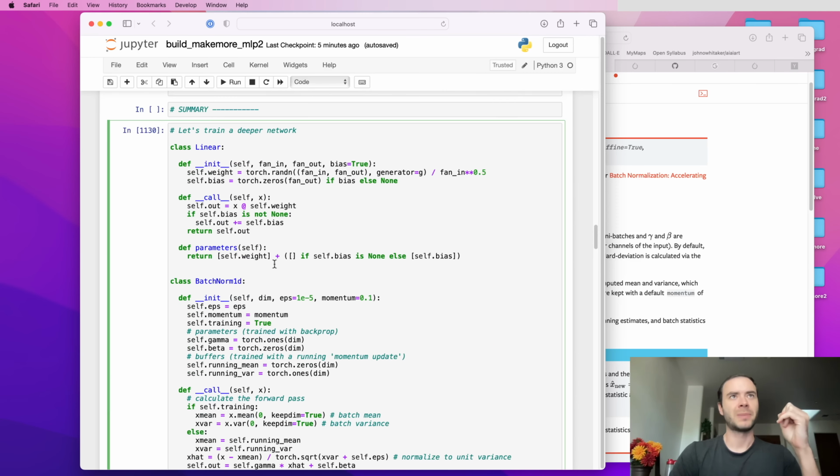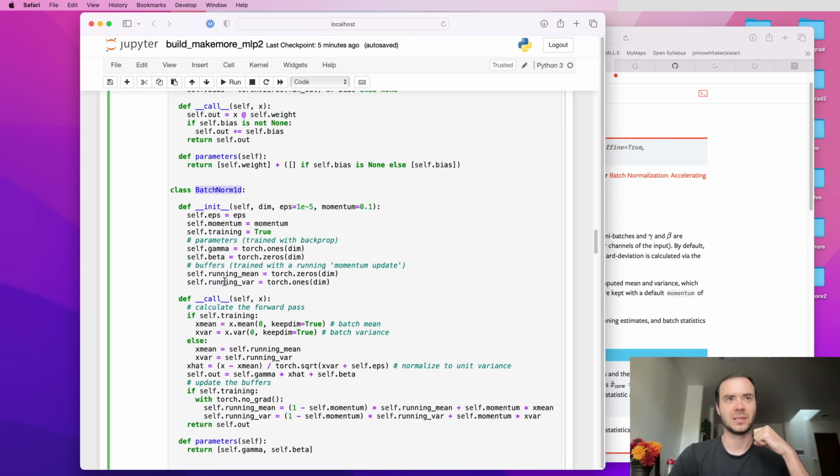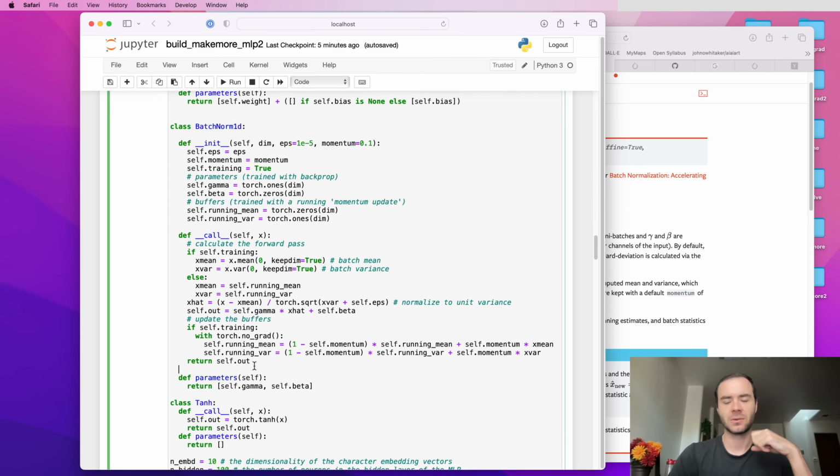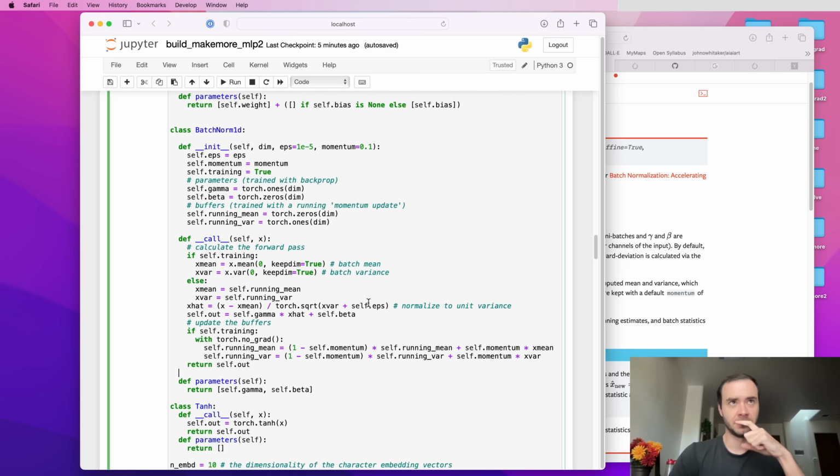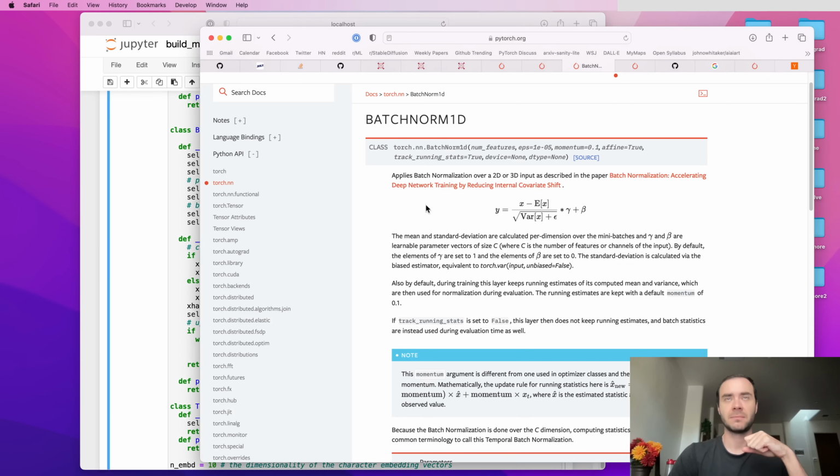Number 2, I was hoping to PyTorchify some of our code and wrap it up into these modules, like Linear, BatchNorm1D, Tanh, etc. These are layers or modules, and they can be stacked up into neural nets like Lego building blocks. And these layers actually exist in PyTorch.